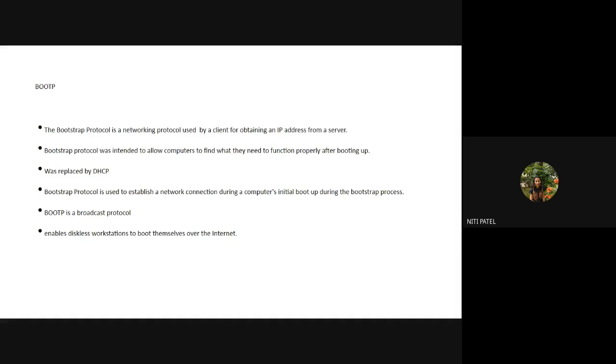But what am I checking before that connection? I'm also checking whether this system is booted properly or not, which I was not doing in DHCP. That is one difference. So it was replaced by your DHCP.